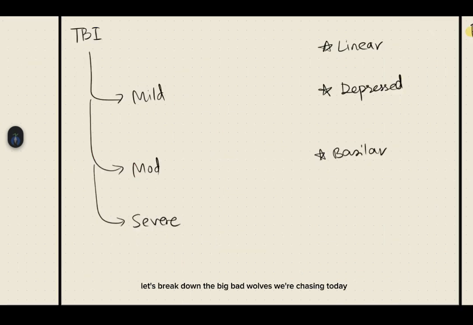Let's break down the big bad wolves we're chasing today: traumatic brain injury and its causes. But it's important we first understand what the grades of traumatic brain injury are and how they are classified. So we have mild, moderate, and severe based on the person's presenting GCS. Mild is a GCS from 13 to 15. Generally, mild injuries occur in about 80% of the population.